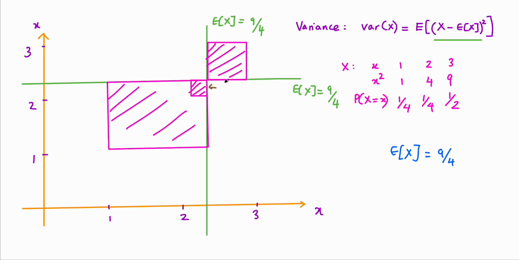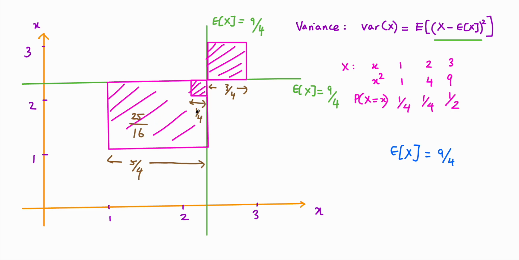This distance is 3 minus 9/4, that's 3/4. Okay, this distance is 2 minus 9/4, which is 1/4. And finally, this distance is 1 minus 9/4, which is 5/4. Correct? And so what is the area of this square? Well, it's 5/4 squared, which is 25 by 16.